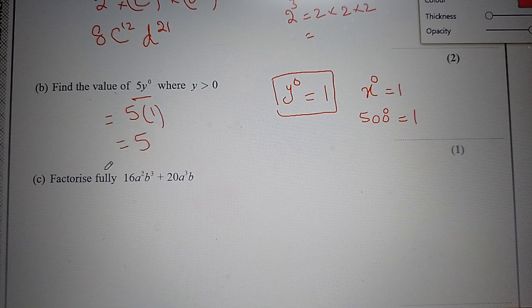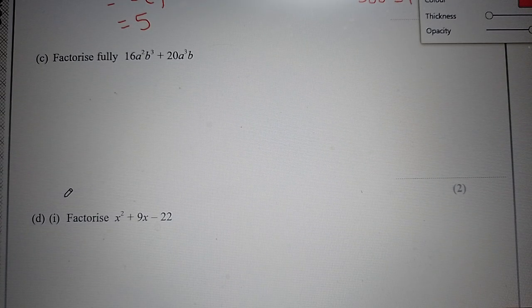Okay, now we have another question. Look at this question. It says factorize fully. We have 2 terms. Whenever we normally have 2 terms, we factorize. We're going to find the common numbers first. So look at the numbers 16 and 20. What is the highest common factor between 16 and 20? 4 times 4 is 16, and 4 times 5 is 20. So the highest common factor is 4.